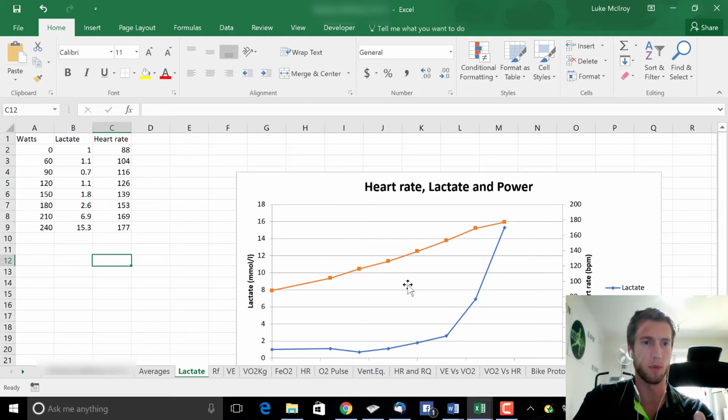But look, long story short, most guys have a very good threshold because they are already training in this zone quite a lot. But if you want to improve that functional threshold, get that close to 100% VO2 max, this is how we do it.